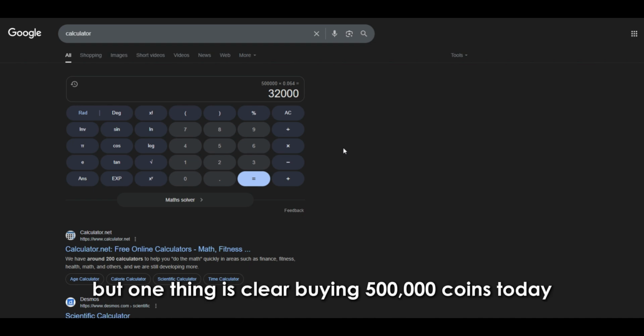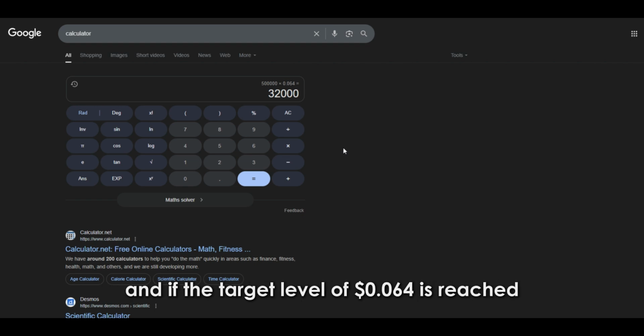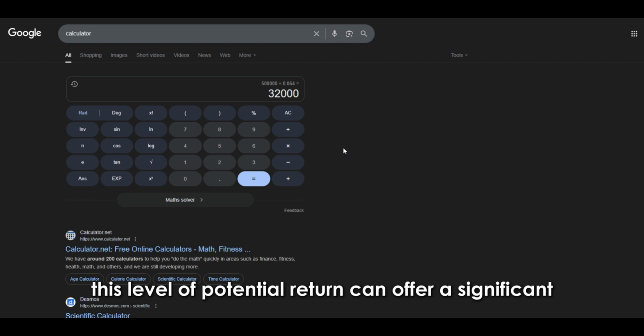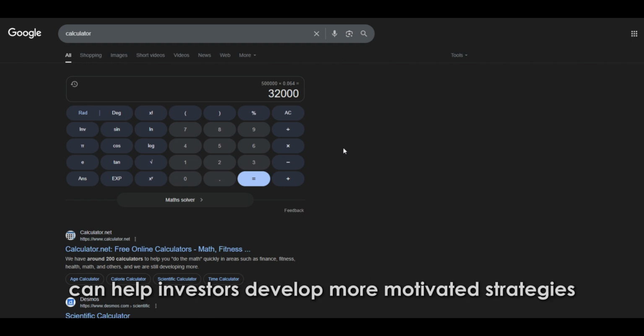But one thing is clear. Buying 500,000 coins today would cost approximately $1,950, and if the target level of $0.064 is reached, the portfolio would be worth $32,000. This level of potential return can offer a significant morale boost, and considering such targets can help investors develop more motivated strategies in the market.